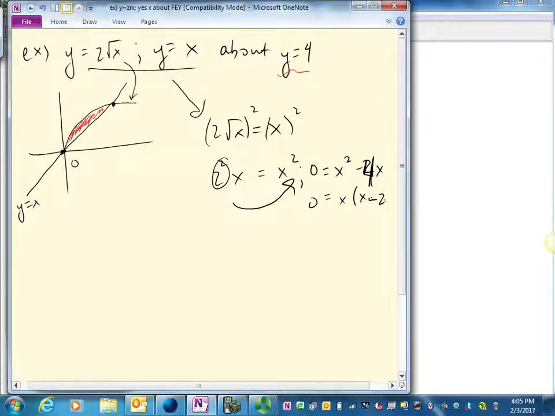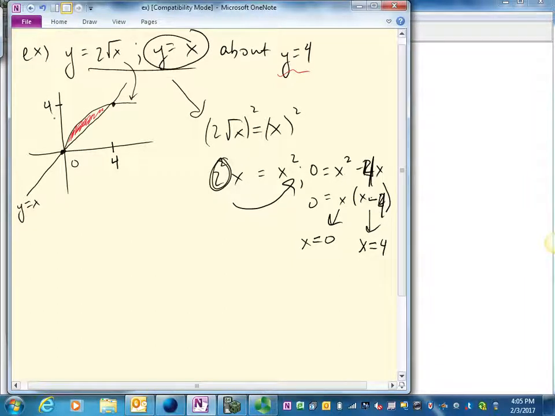So now I get my two values. I can keep those straight. So x is equal to 0. We had that one. And x is equal to 4 now that I fixed my 2 squared. So that tells me that when x is equal to 4, y is equal to x. So that means y is also equal to 4. So I'm going to go ahead and mark that because that happens to be where my axis of revolution is.